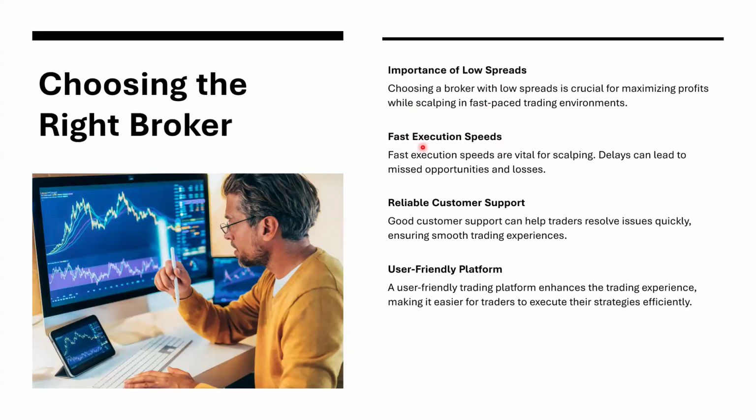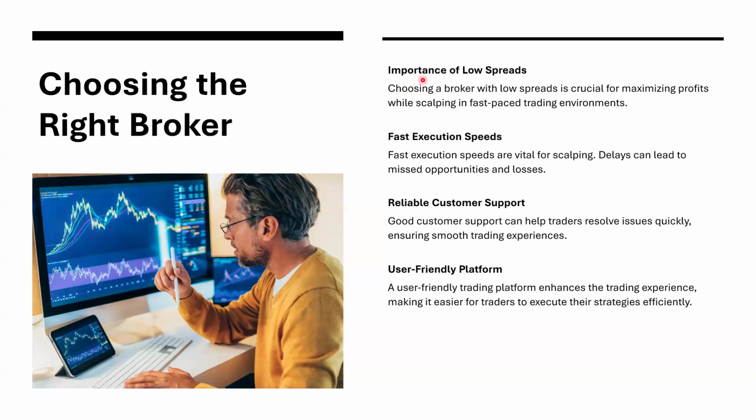They must be able to execute your trades fast. Fast execution speeds are vital for scalping. Delays can lead to missed opportunities and losses. Reliable customer support: good customer support can help traders resolve issues quickly, ensuring smooth trading. These are all the things to look out for when you're choosing a broker. User-friendly platform: a user-friendly trading platform enhances the trading experience, making it easier for traders to execute their trades and strategies efficiently. I believe you are fully acquainted with this, and you already have a broker, but these are all the things to consider, and they will help your risk management.